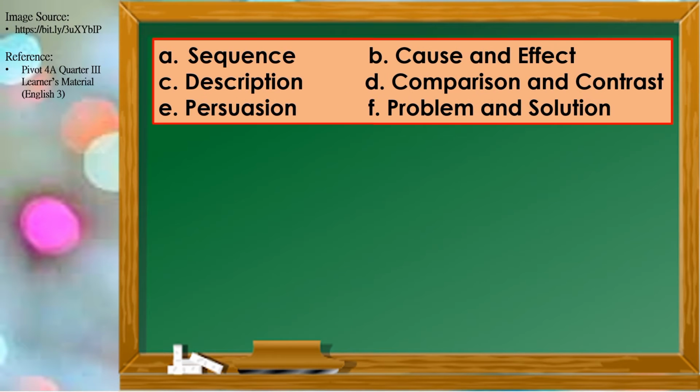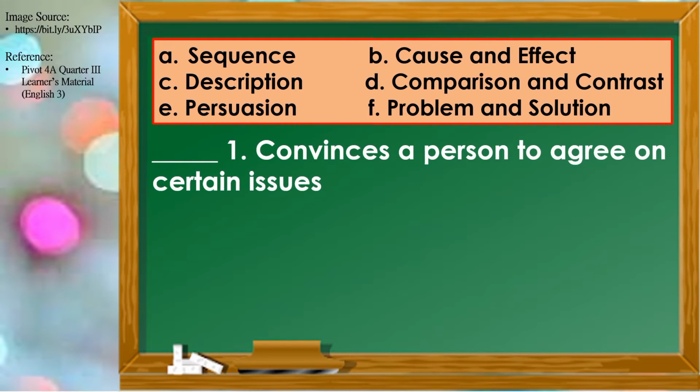Here are your choices. Letter A, sequence. B, cause and effect. C, description. D, comparison and contrast. E, persuasion. And letter F, problem and solution. Number 1. This informational text convinces a person to agree on certain issues.